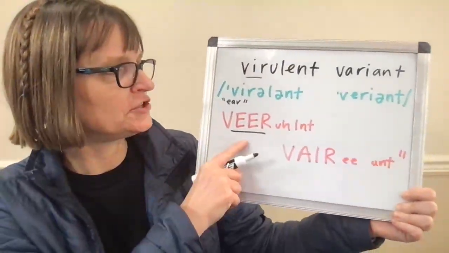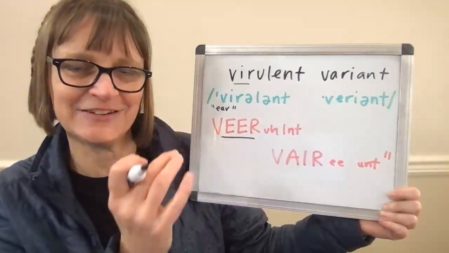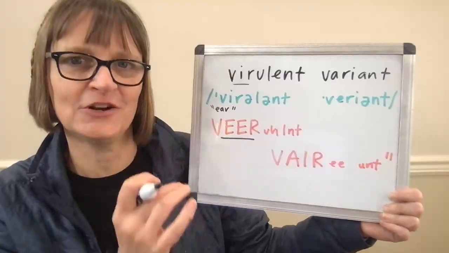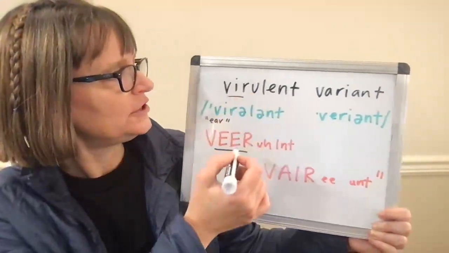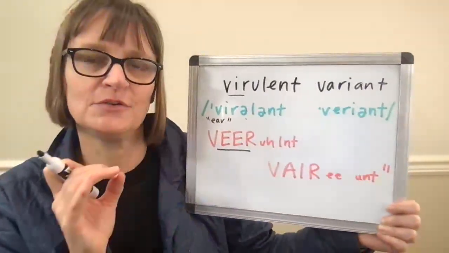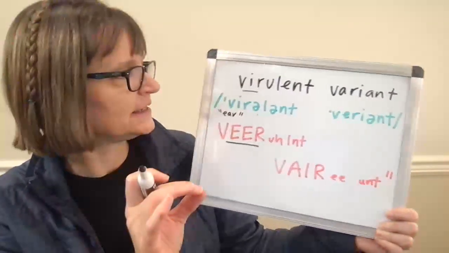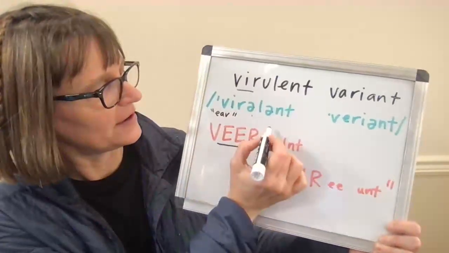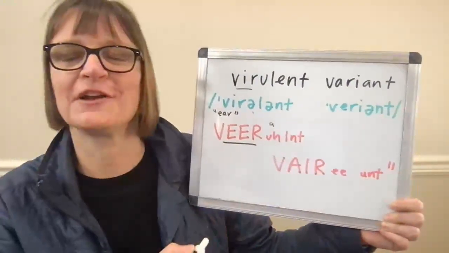If it's challenging for you to say virulent, you might want to try starting with just the ear, then adding your V: ear, veer. Then the letter U just has a schwa sound in this word. So not virulent or virulent, but rather virulent. So you might even think about it like virulent. I rewrote it here with the letters UH.